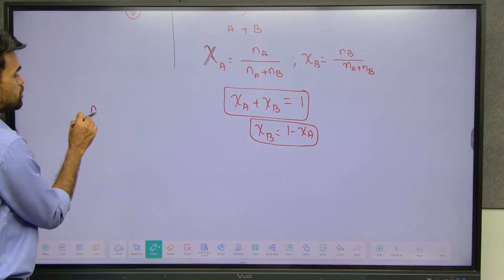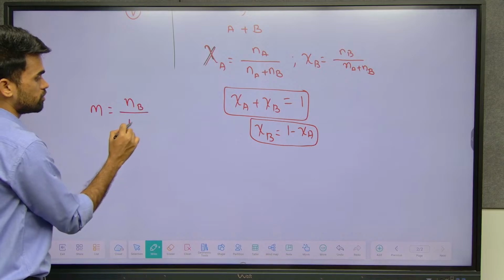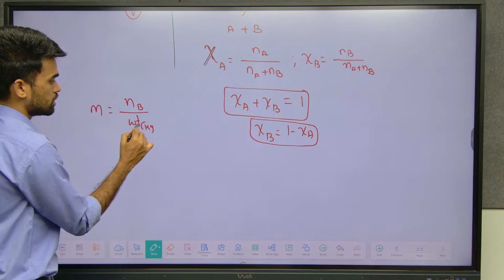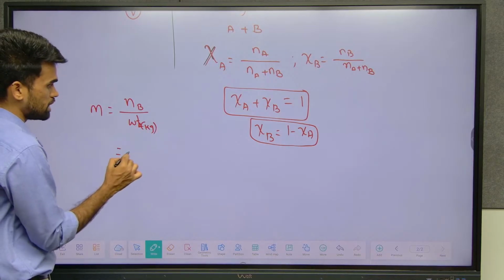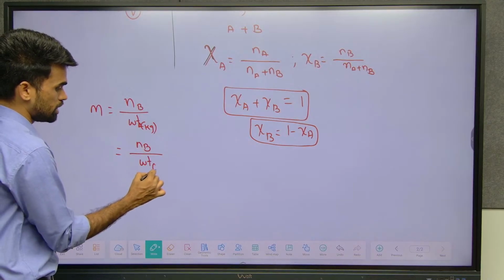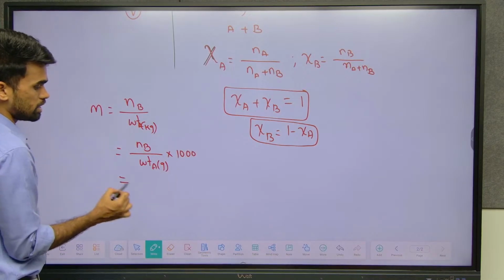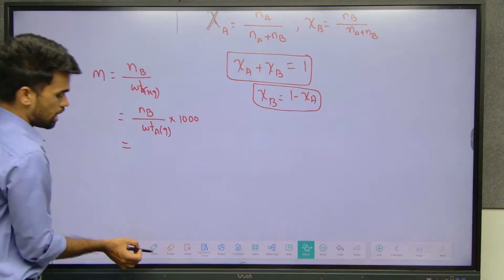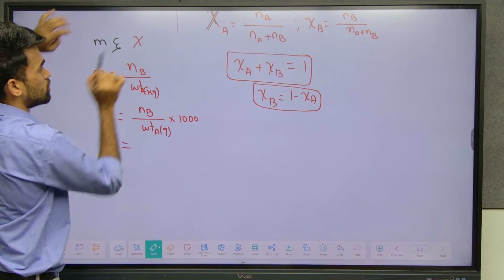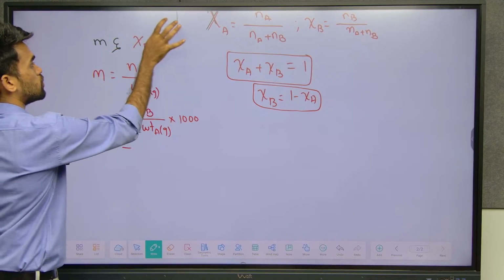Okay, now what is the formula of molality? Number of moles of solute by weight of solvent in kg. Like this we have written. If I want to write in grams, what can I make? Number of moles by weight of solvent in grams multiplied by 1000. So now what I want to do is relate molality and mole fraction. How can we relate molality and mole fraction?